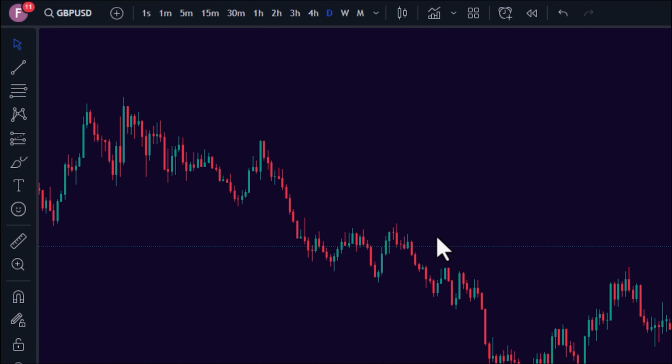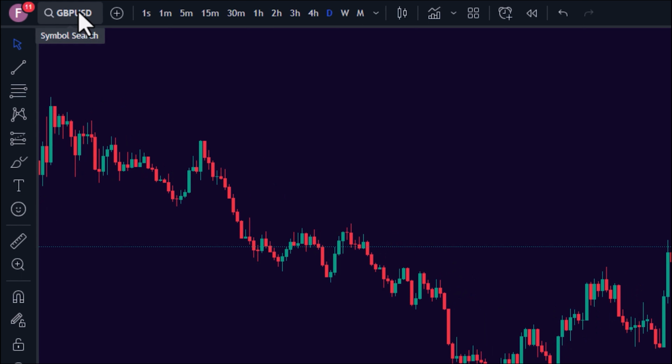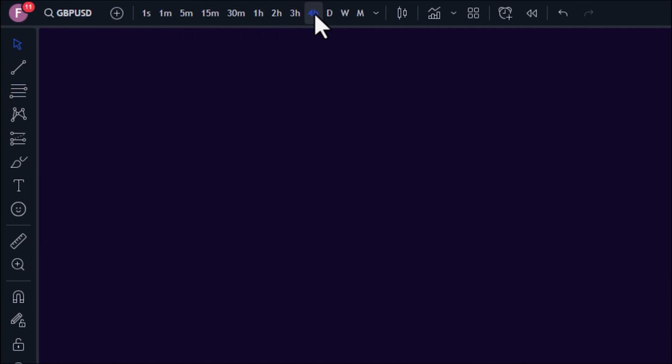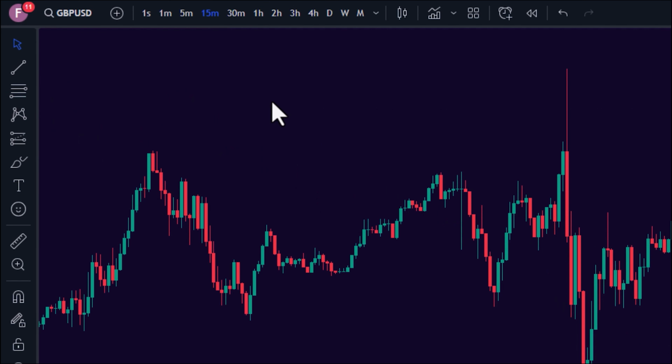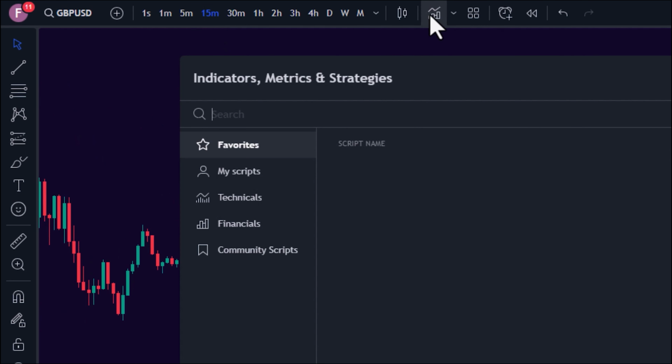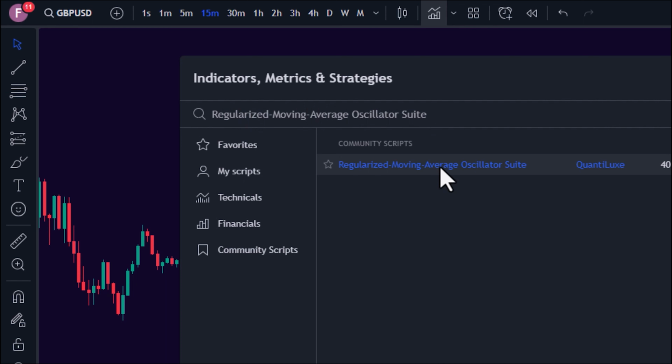First, head over to TradingView and select the asset of your choice and preferred time frame. Choose anything between 5 minutes and 4 hours. For this example, the 15-minute time frame will be utilized. Now, to find the indicator, search for the keyword Regularized Moving Average Oscillator Suite. Select the one by quantiluxe.